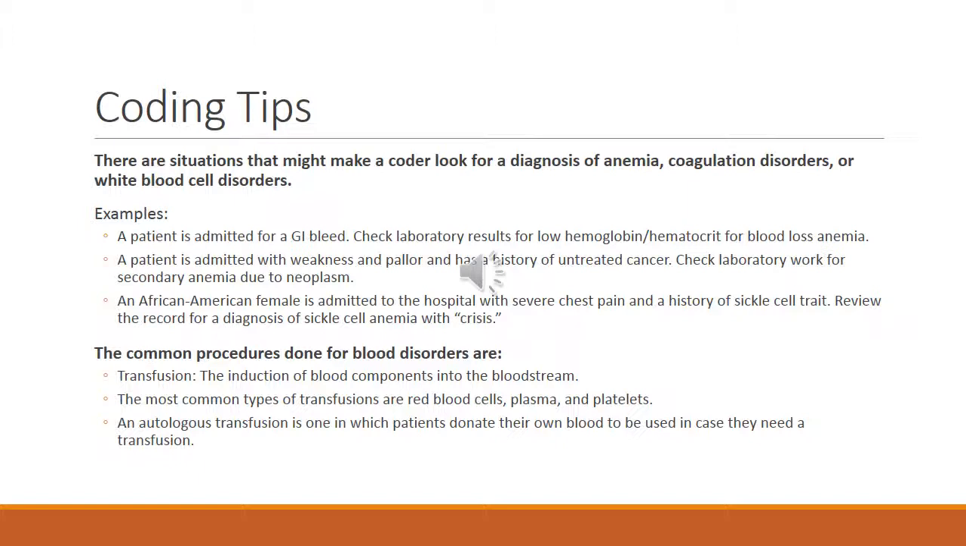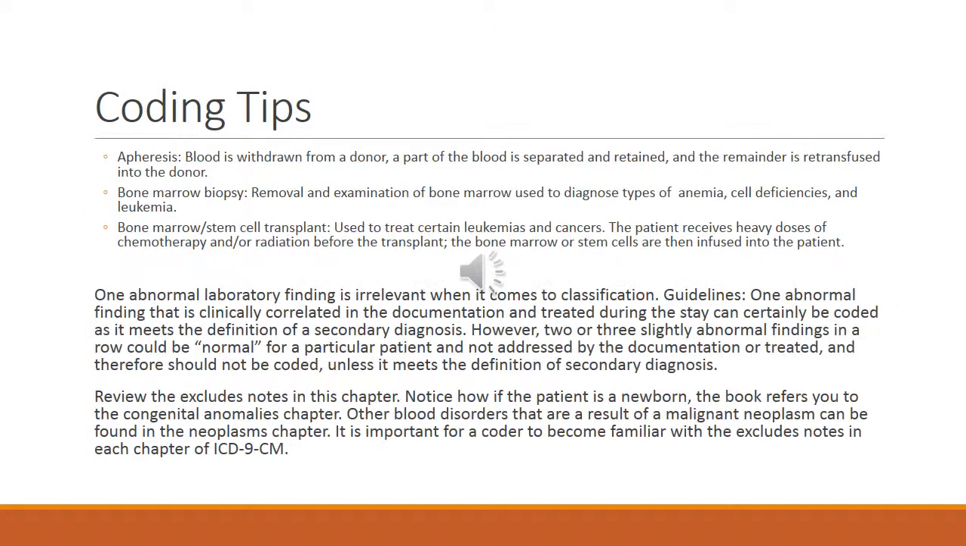Next, we have common procedures done for blood disorders. The first one is a transfusion, the induction of blood components into the bloodstream. The most common types of transfusions are red blood cells, plasma, and platelets. Now, an autologous transfusion is one in which patients donate their own blood to be used in case they need a transfusion.